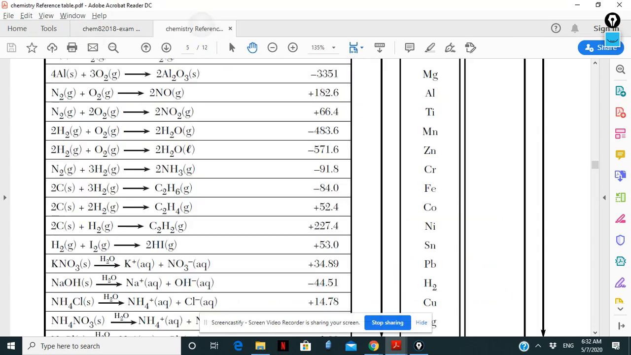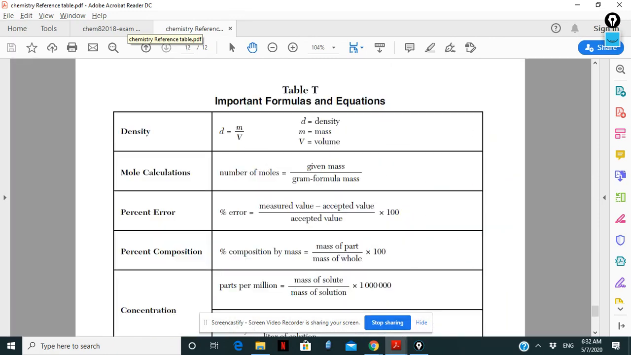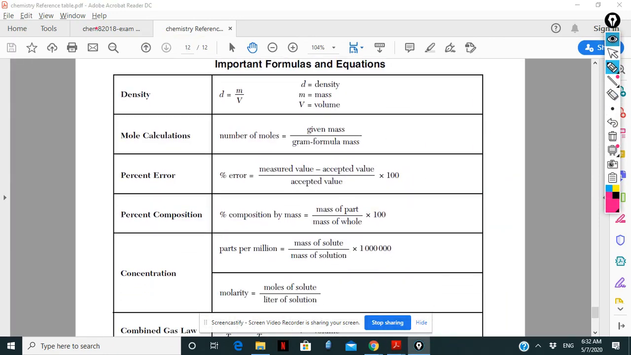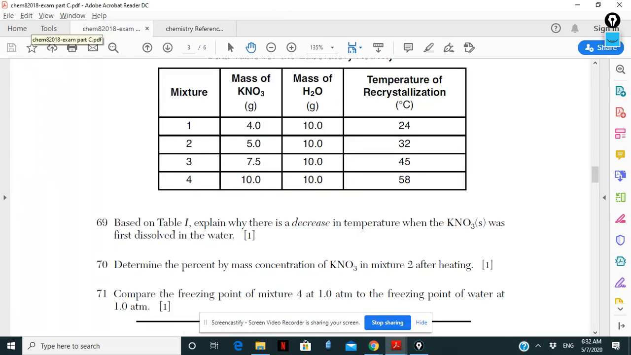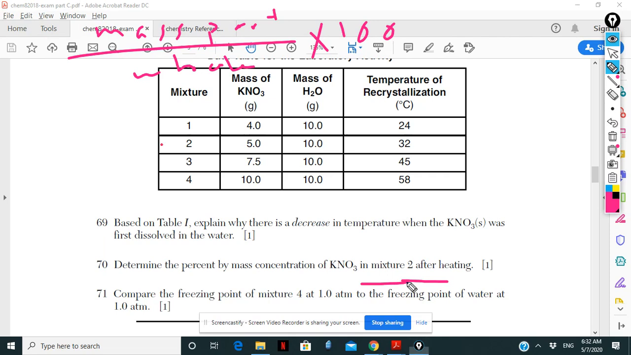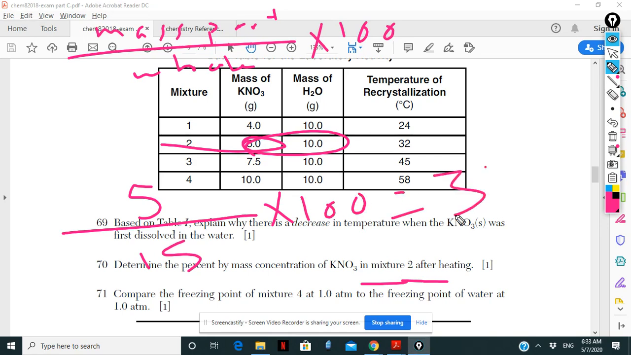Determine the percent composition. So I have to go to the last one. Percent composition equals mass, part over whole, times 100. He said in mixture 2, it has 5, and for the total you have to add both of them, 15. So 5 over 15 times 100 is going to be 33.3 percent.